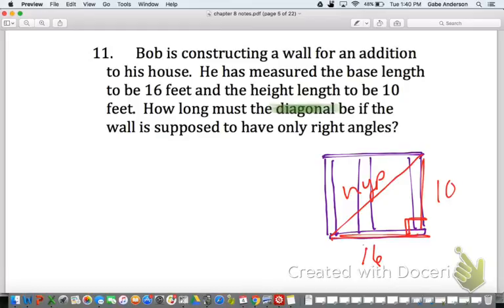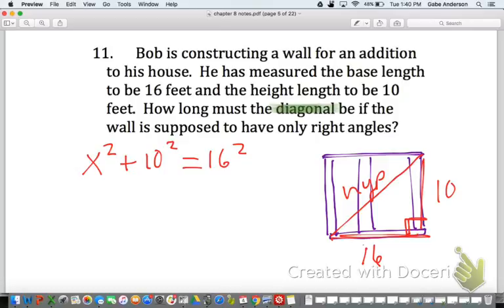So if this wall is supposed to really be a wall with right angles in it, how long would the diagonal have to be? So what would we use? Correct. And how would we set it up? Yeah. Go ahead. X squared plus, let's do 10 squared equals 16 squared. What do you guys think of that for a setup?